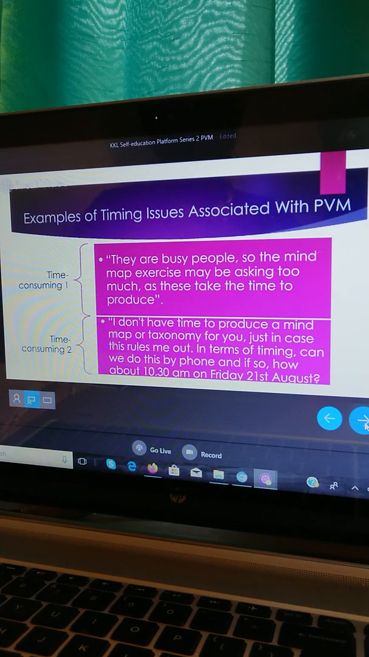"In terms of timing, can we do this by phone? And if so, how about 10 a.m. on Friday, the 21st of August?" So you can see, that's one issue, due to timing, but because you have asked them to produce the diagram, this person has said that it may rule their participation out. They might not be able to take part if it is compulsory. However, because I didn't make it compulsory, I'm not putting them under duress. I'm not forcing them to take part or to draw the diagram.